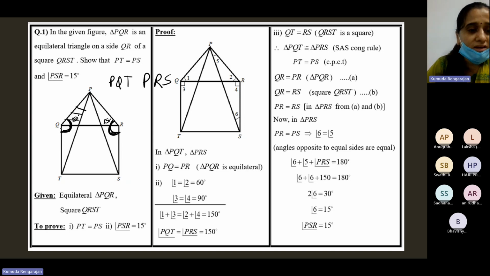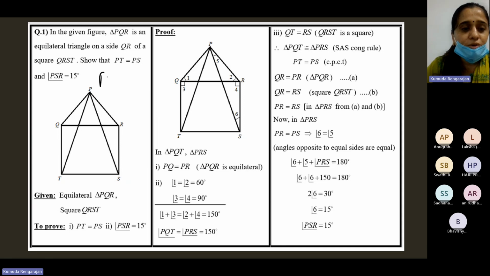Understand, children? We're talking about this triangle and this triangle, in these two triangles. PQ of this triangle is equal to PR of this triangle. PQ of the first triangle is equal to PR of the second triangle. Why? Because PQ and PR are the sides of the equilateral triangle and they're equal. Next, QT of the first triangle. When I say first triangle, you understand, right?